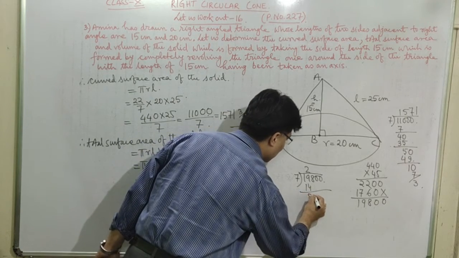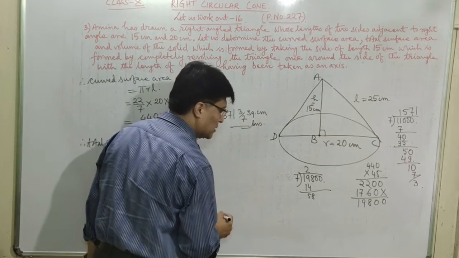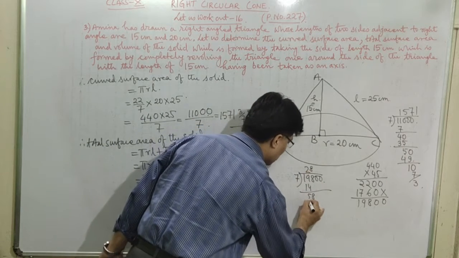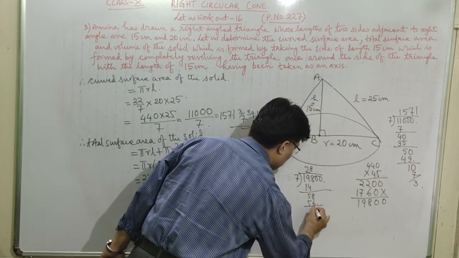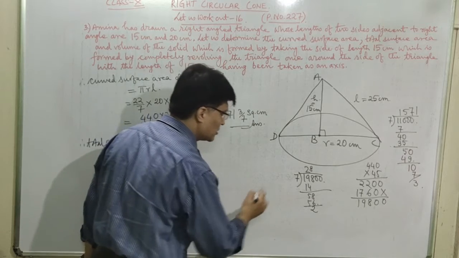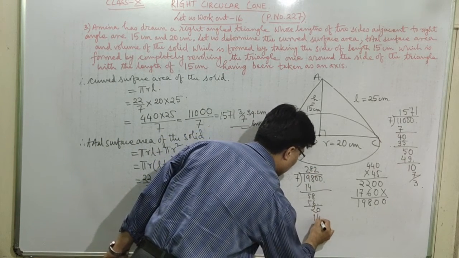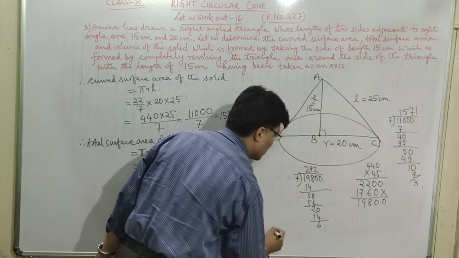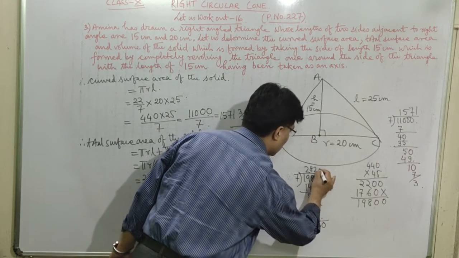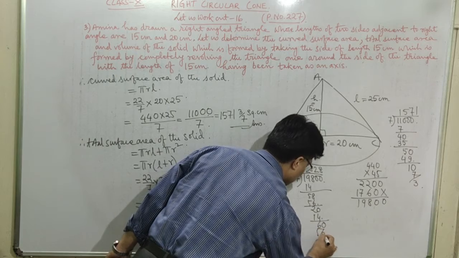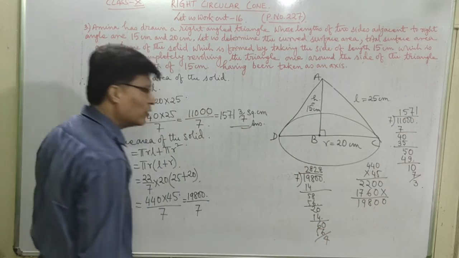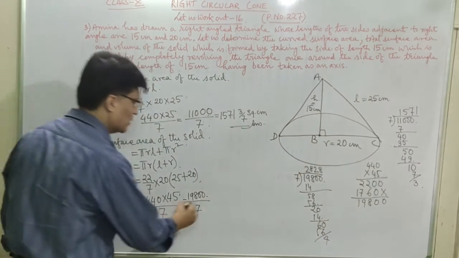7 2s are 14, right? 9 minus 4 is 5, then 8. 7 8s are 56. Then 2, 58 minus 56 is 2, then comes 0. 7 2s are 14. 20 minus 14 is 6, then 0. 7 8s are 56. Then what is the remainder? 4. So what is the answer out here?